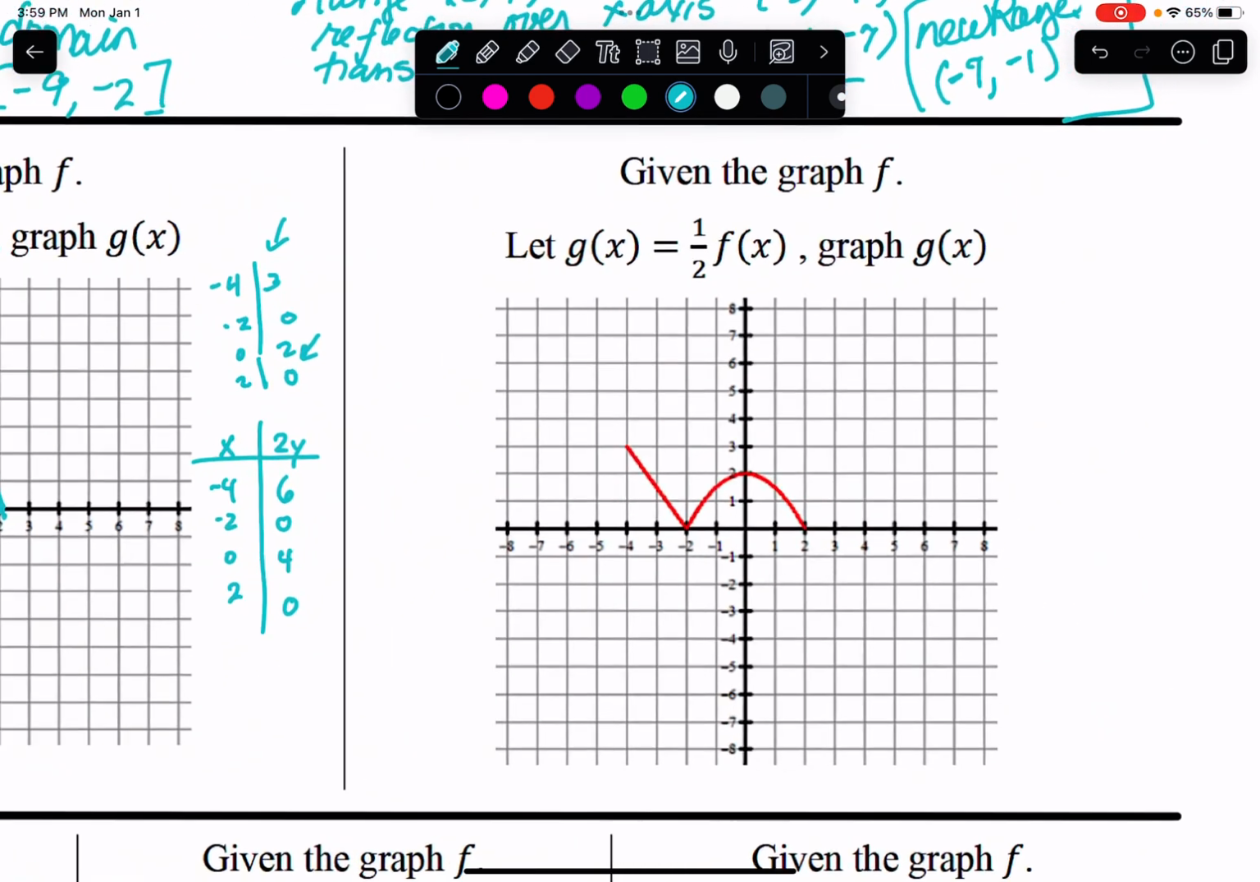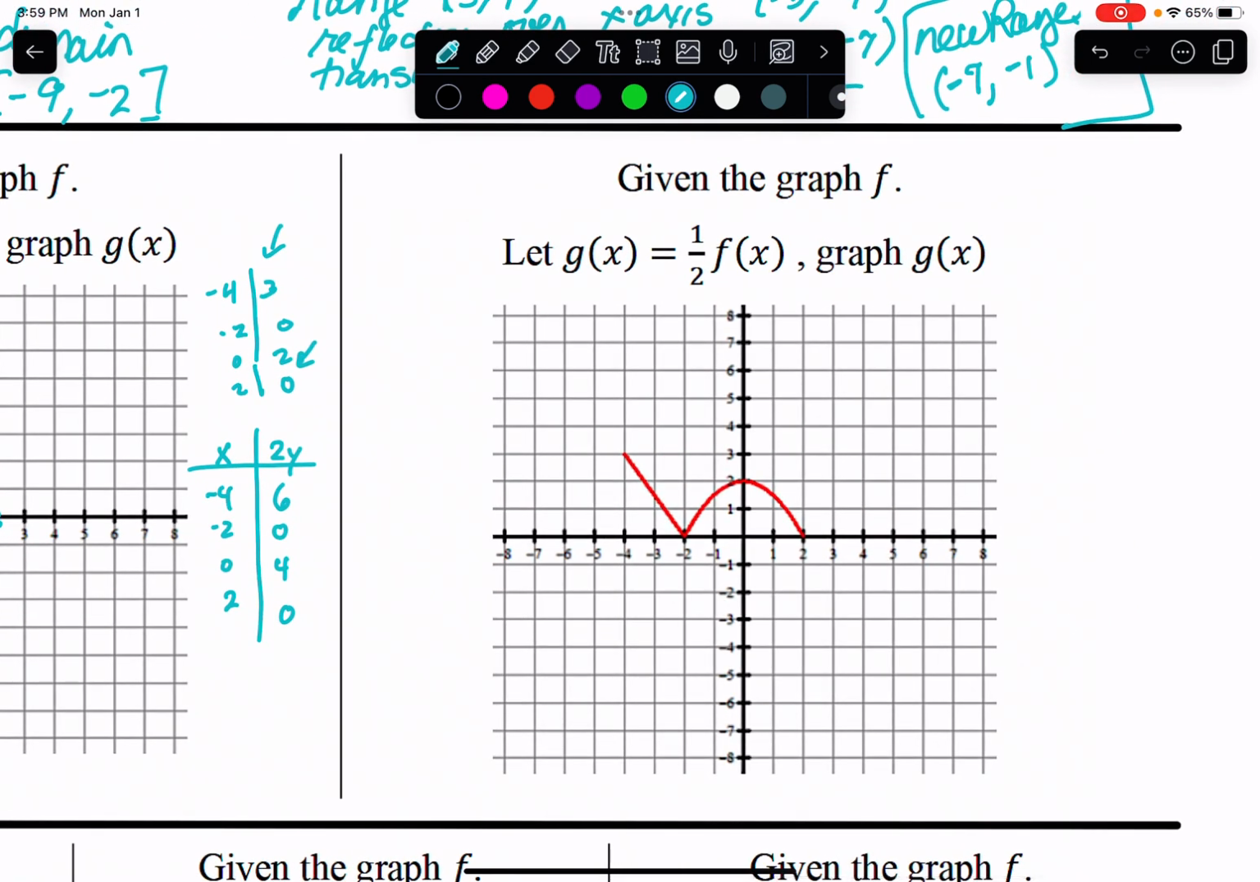All right, let's look at this graph. This time we are doing a vertical dilation. However, it's less than 1. It's between 0 and 1. So we call that a compression, and it should look wider when we're done. So we'll call this a vertical compression by a factor of 1/2.